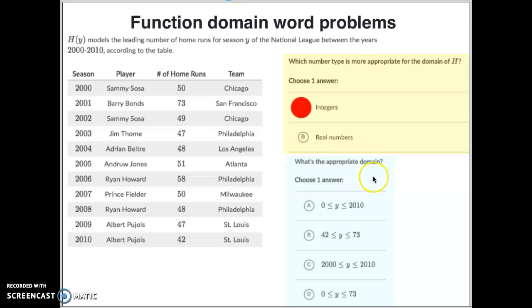Now, what is the appropriate domain? Well, the domain starts in the year 2000 and the domain goes through the year 2010. So our most appropriate domain is right here between 2000, where y is greater than 2000 but less than or equal to 2010. Okay, let's do one more.